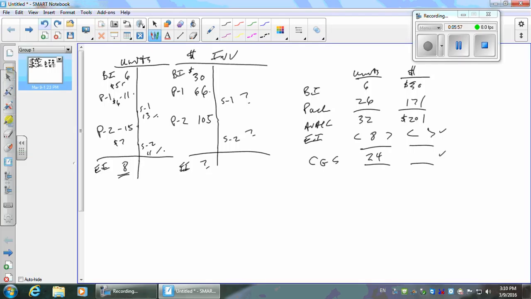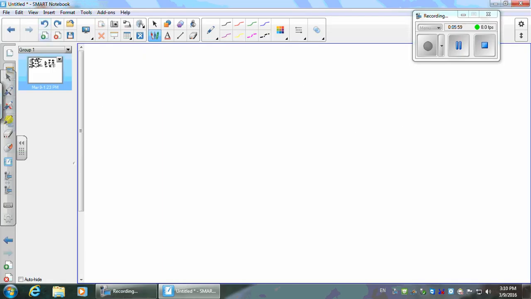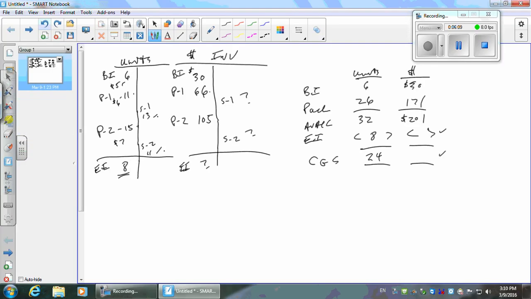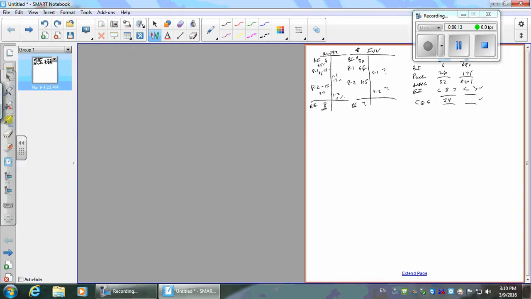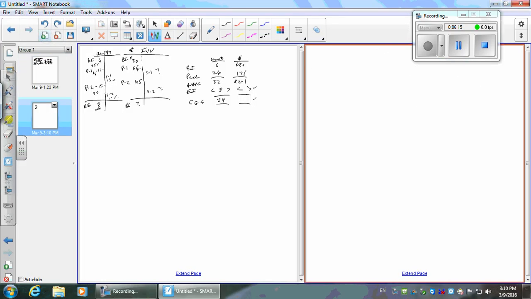This looks good? Okay. Let's see if it works this time. Whoa! Didn't want to do that. New page. And it still works. Good.